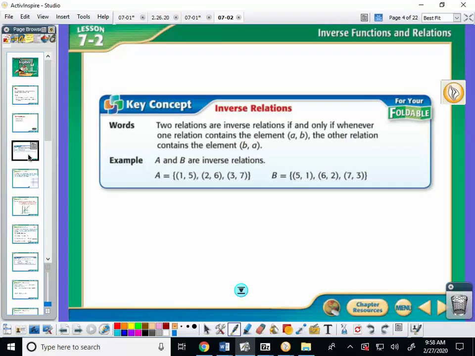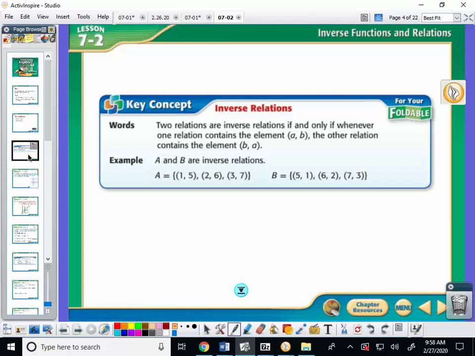So let's start with this. It says two relations are inverse relations if and only if, whenever one relation contains the element (a, b), the other relation contains the element (b, a). All that is saying is that these two are inverses.